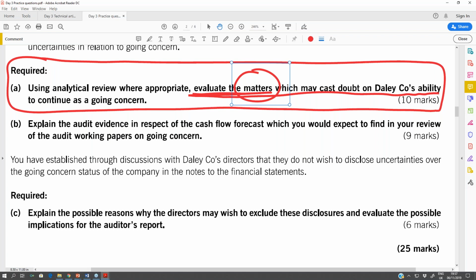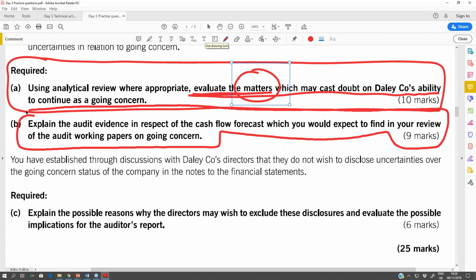Then in the second part, the B part. This is a question I have been drilling in my previous webinars, and I will not be touching upon it again this time because it has been done. Explain the evidence in respect of the cash flow forecast which you would expect to find in your review of the audit working paper. What evidence will you expect to find in the file? Such questions have been drilled so many times in my previous webinars on evidence.